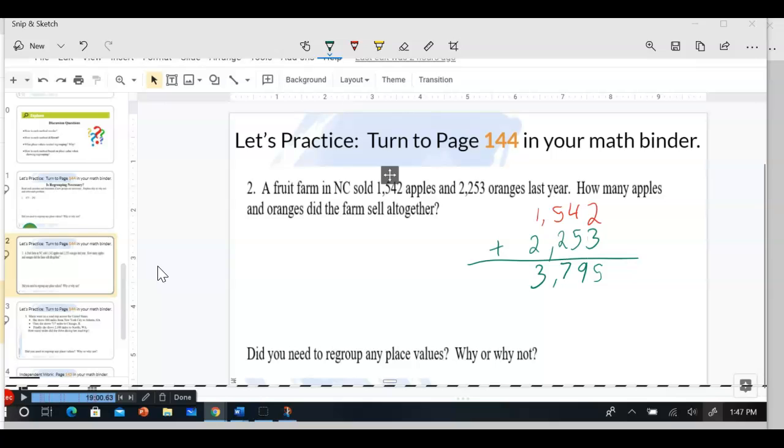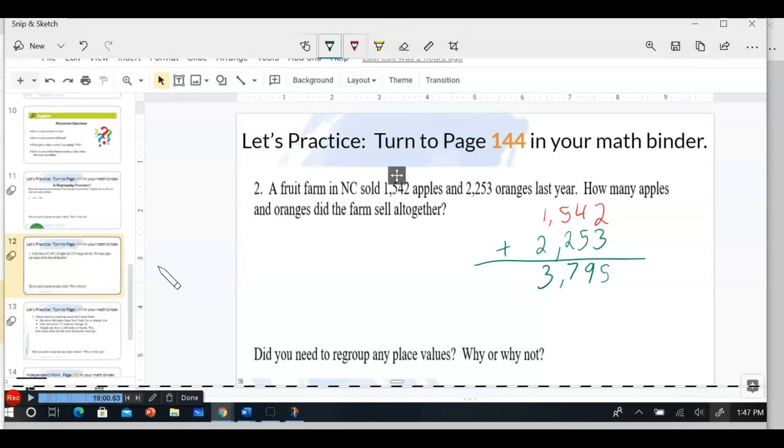So keep it in mind that you got the word altogether. That indicates to you that you have to add them. So when you see the word altogether, it indicates that you have to add them up, okay? And of course, we got the two key numbers right here. So the question is, how many apples and oranges did the farm sell altogether? And you see I added them over here on the right.